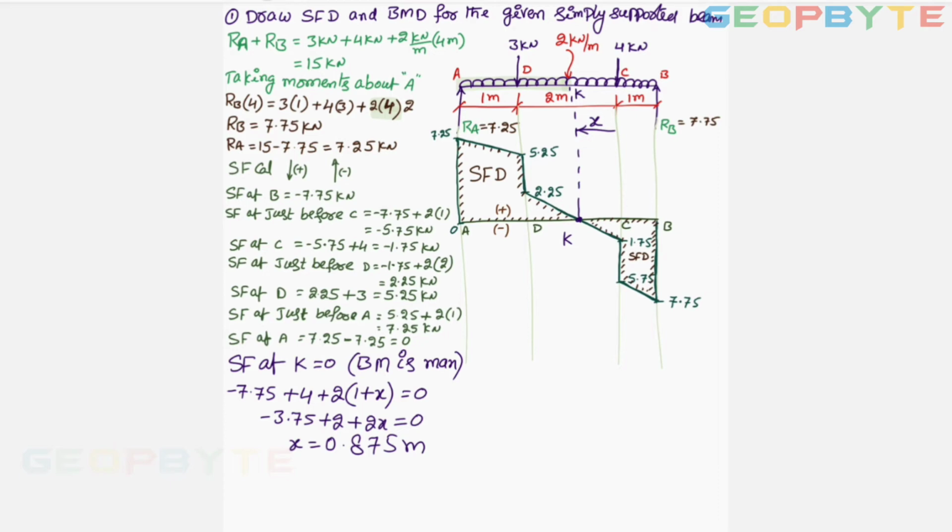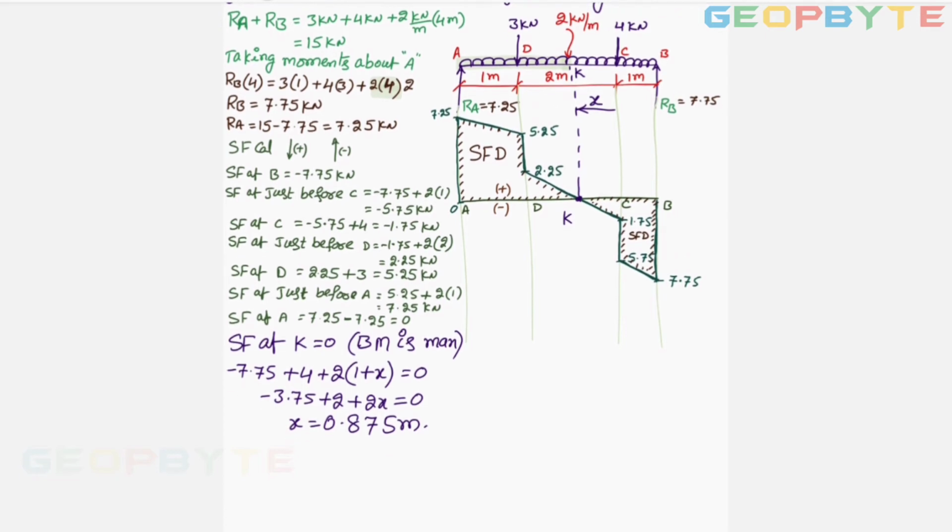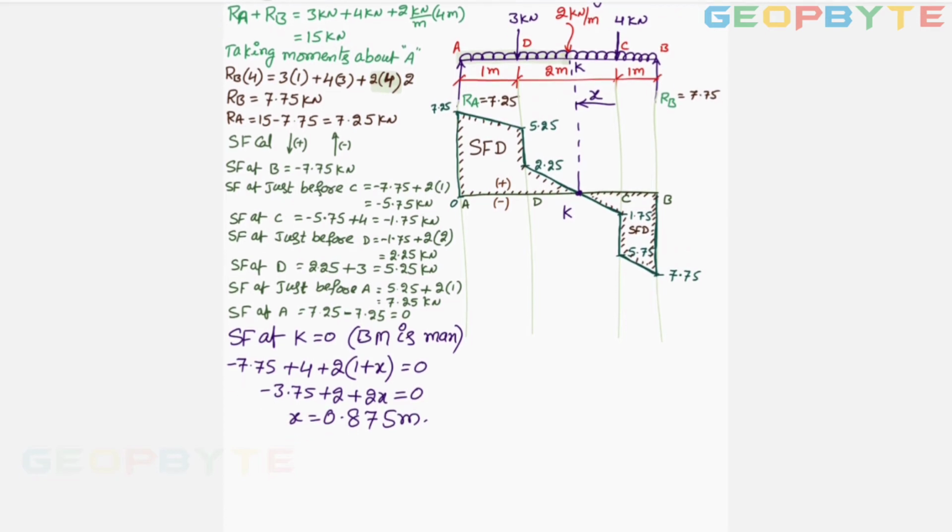That means maximum bending moment is occurring at a distance of 0.875 meters from C. Once again, the maximum bending moment is occurring at a distance of 0.875 meters from C. At that point also, you need to find the maximum bending moment. Now let us go for the BM calculations.